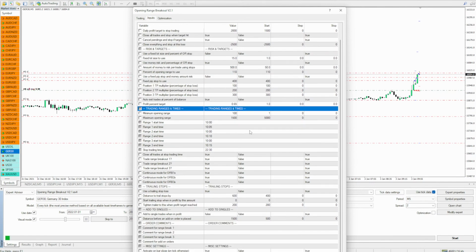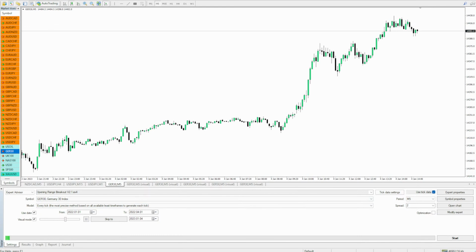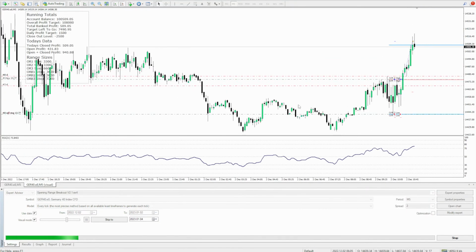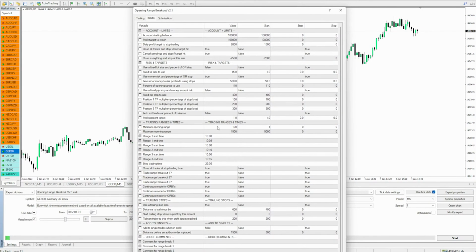Trading ranges and times. So we have our ranges, obviously, that we can trade. So I've got this one here. Okay, so these are obviously our opening ranges, and we are measuring the distance of these opening ranges. So what the settings here will do is allow you to set a minimum and a maximum. So for example, if we open and it's a bank holiday, we are going to get a really tight opening range because there's going to be very little liquidity in the market.